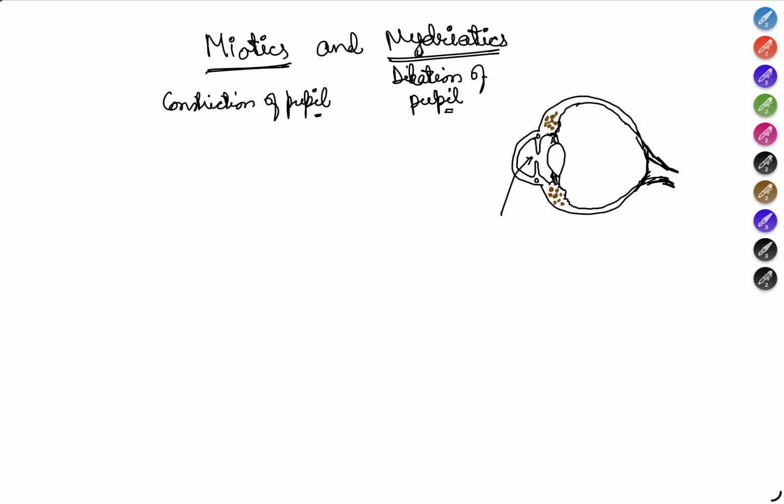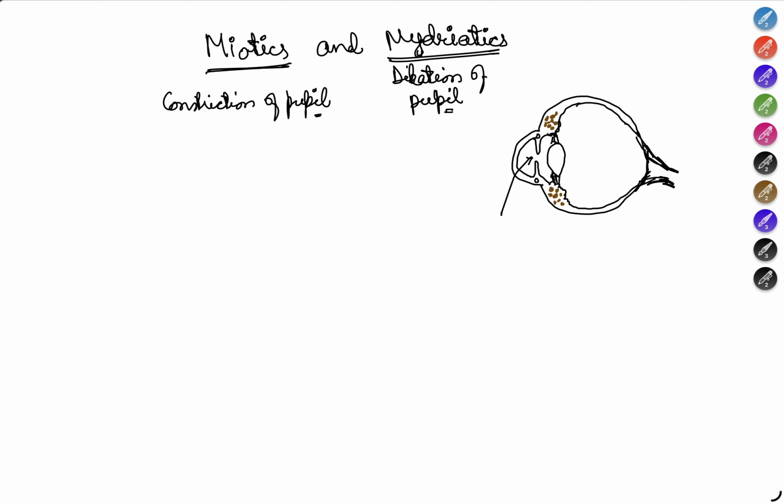The size of the pupil decreases or increases according to the light. So the pupil responds to light. I hope you know this. Some drugs can cause constriction of this pupil and some can cause dilation. So which are the drugs that I'll be discussing? To understand that, we need to know about the structure of the iris.